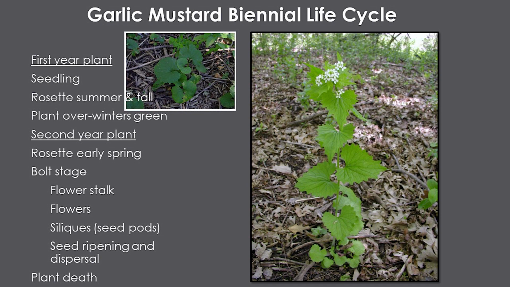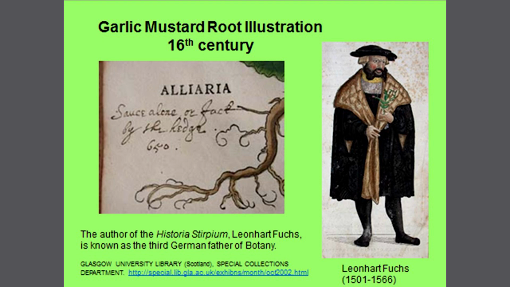So we already talked about a lot of this. Let's see here. So we've got the seedling, the summer, the plant overwinters. Oh, plant overwinters green. I'll show you a picture of that. Second year plant, rosette in early spring. Then it bolts, sends up that flower stalk, flowers, the seeds. I'm going to show you pictures of every single one of those stages.